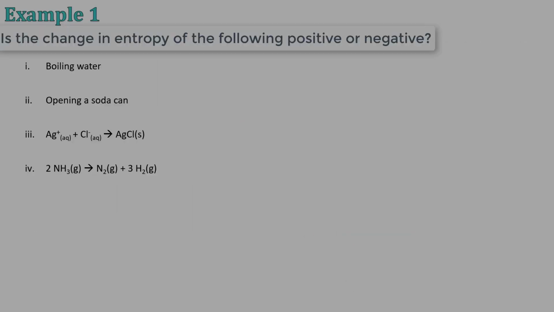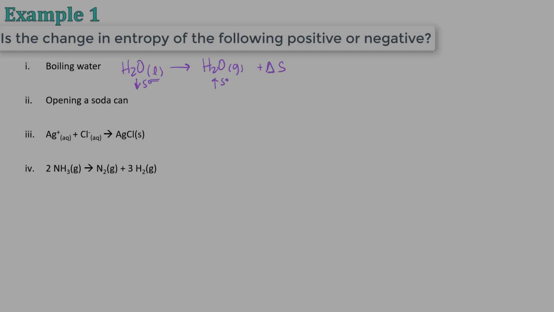Okay, so is the entropy of the following systems positive or negative? So if we boil water, what we're really doing is we're taking liquid and we're turning it into gas. And since liquid has a lower molar entropy and gas has a higher molar entropy, that means the system is going to have a positive change in S.